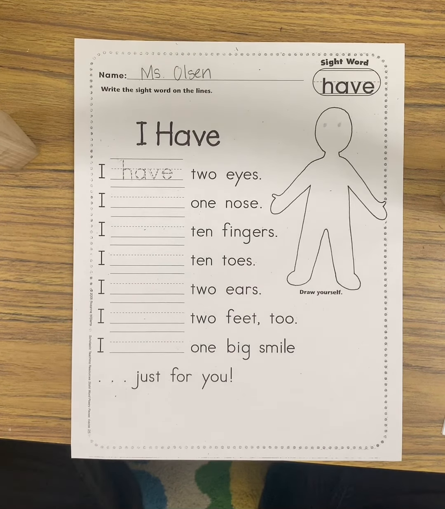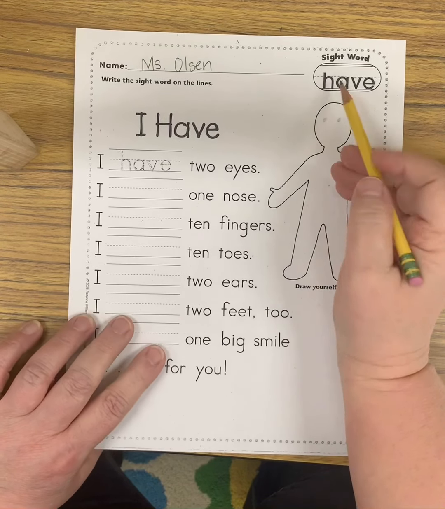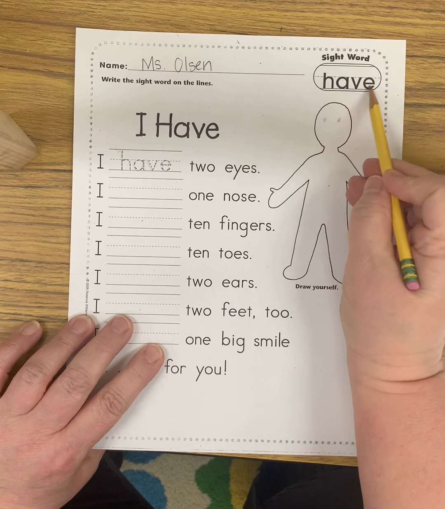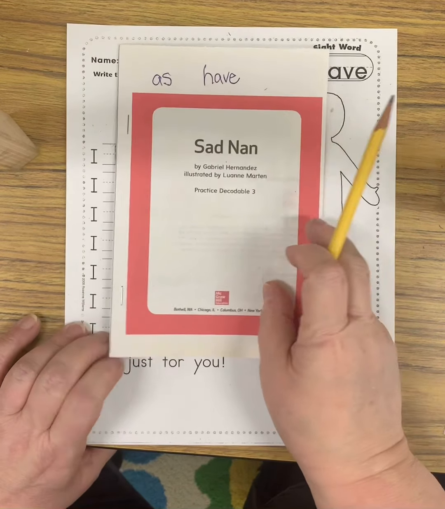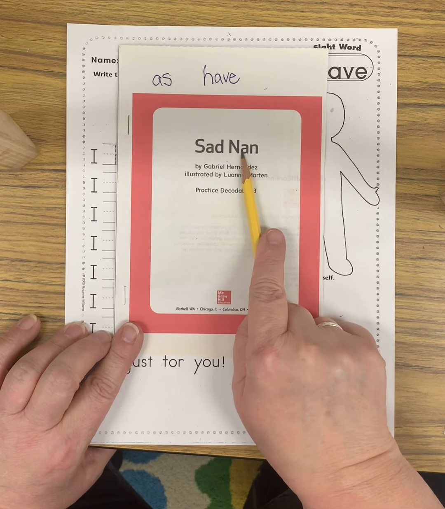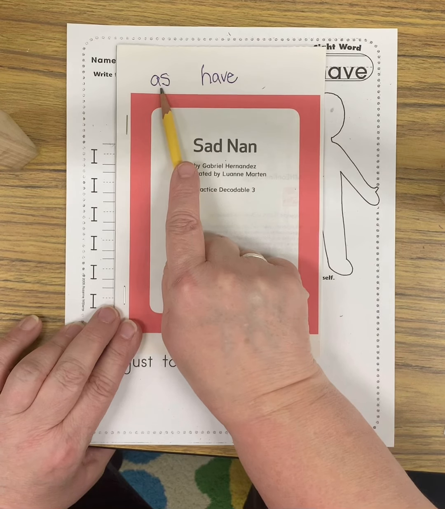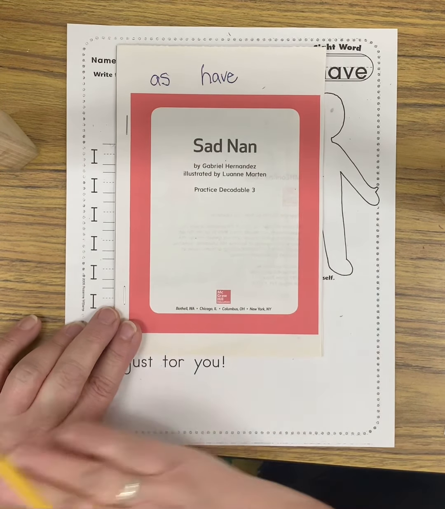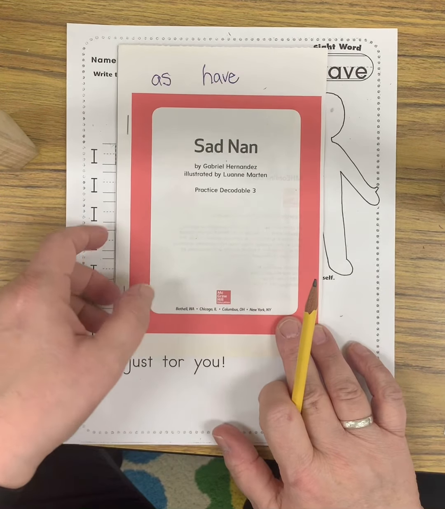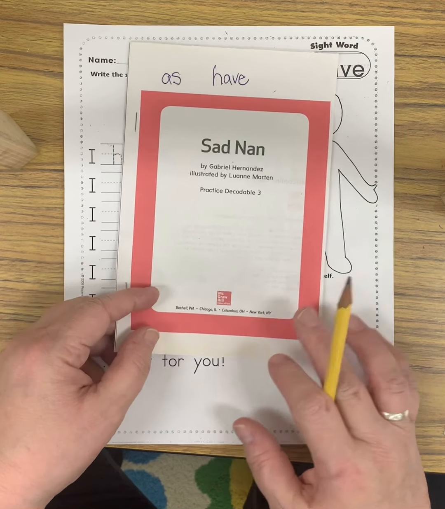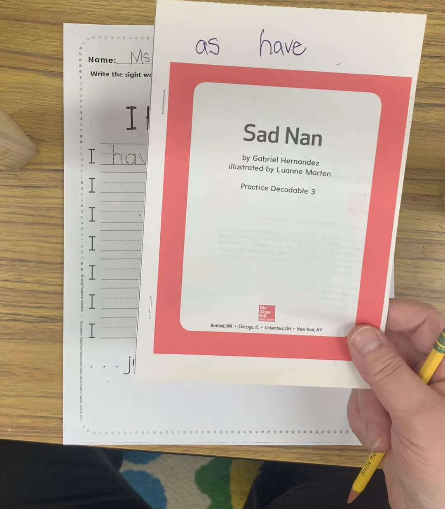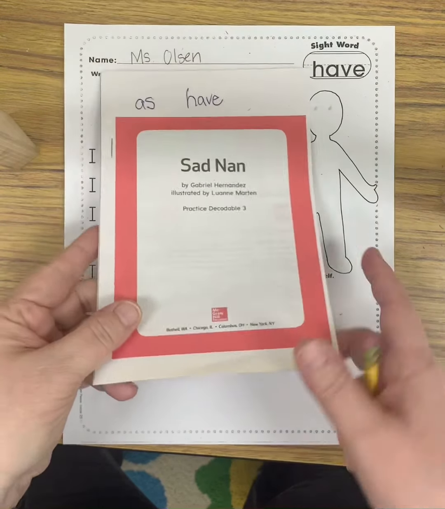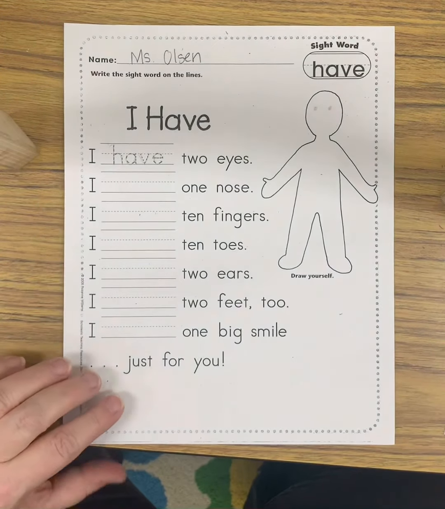Hello friends, so today we are going to work on one of our sight words. This sight word H-A-V-E spells the word have. If you remember, earlier in the week we read the book Sad Nan and we wrote the words as and have at the top of our book, and it was your job to find and highlight the words in your book. And hopefully you're continuing to practice reading this book over the course of the week.